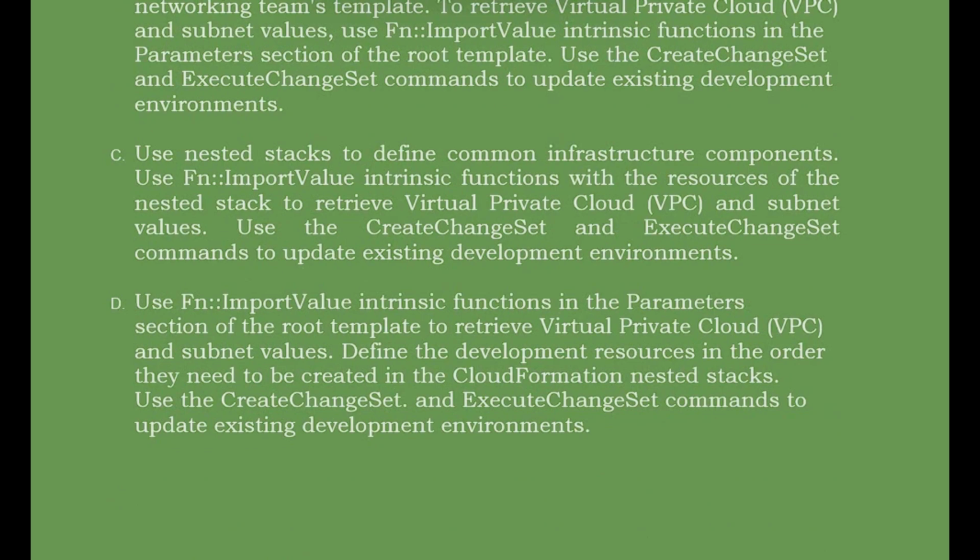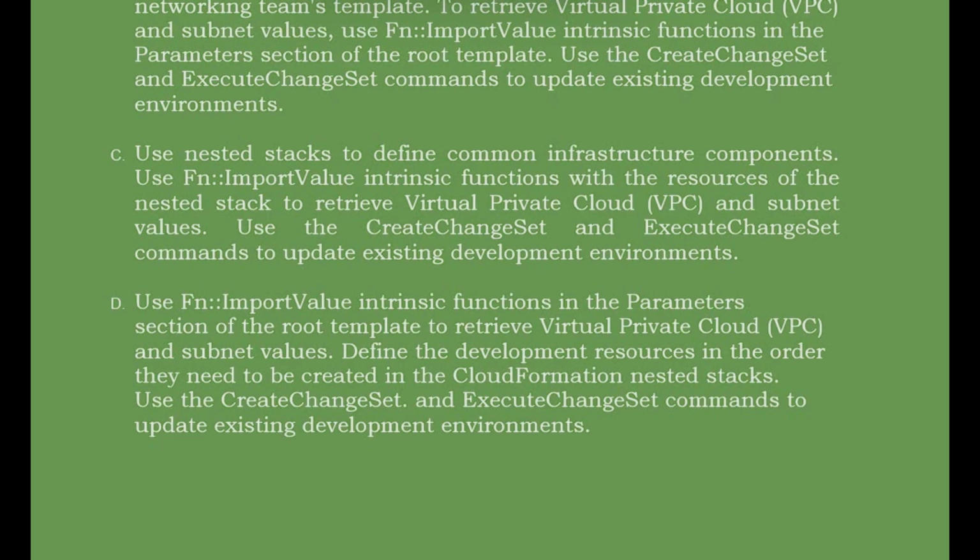Option C. Use nested stacks to define common infrastructure components. Use Fn::ImportValue intrinsic functions with the resources of the nested stack to retrieve Virtual Private Cloud VPC and subnet values. Use the create change set and execute change set commands to update existing development environments.